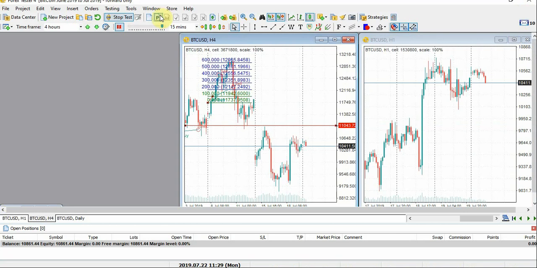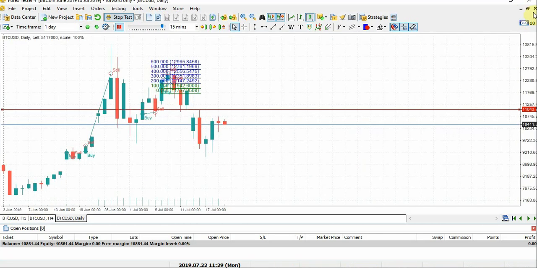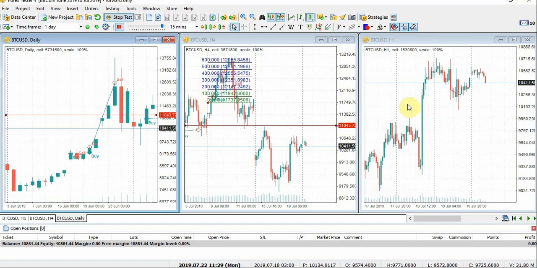Oh, apologies. Let me just resize this. There we go. Okay, so that's the re-engagement point there. We need to print a bit more structure because right now the stop loss is just ridiculous.